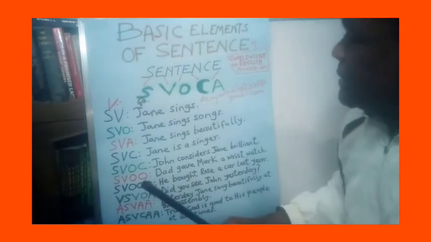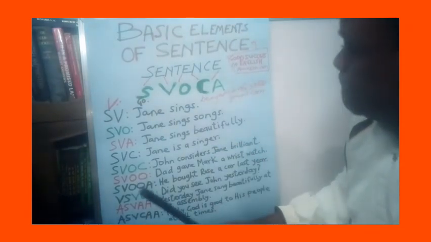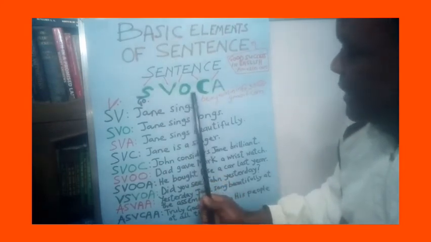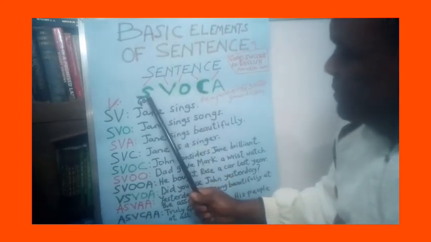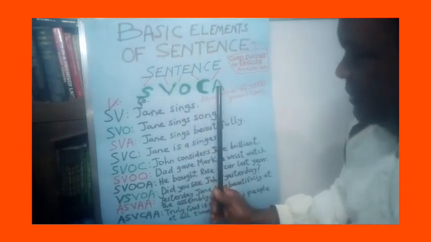So let's get started with the topic of today, basic elements of sentence. A sentence in English contains 5 basic elements, which are the subject, the verb, object, complement, and adjunct.